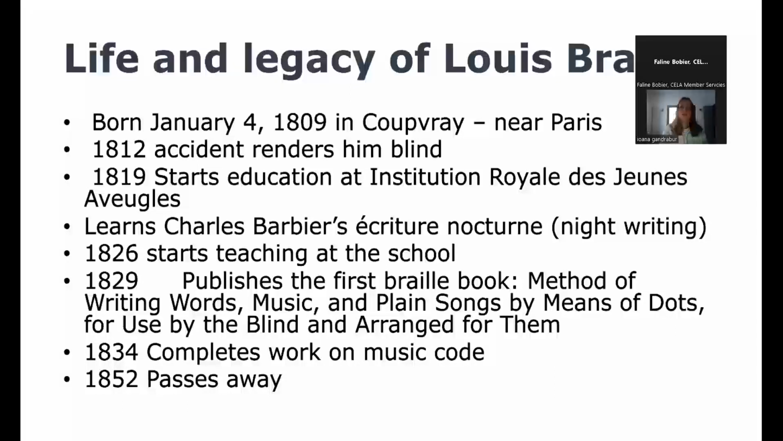In 1826, Louis Braille starts to also teach at the school. So he was quite young, and he was already becoming a teacher at the School for the Blind while he started working on his own version of writing with dots.